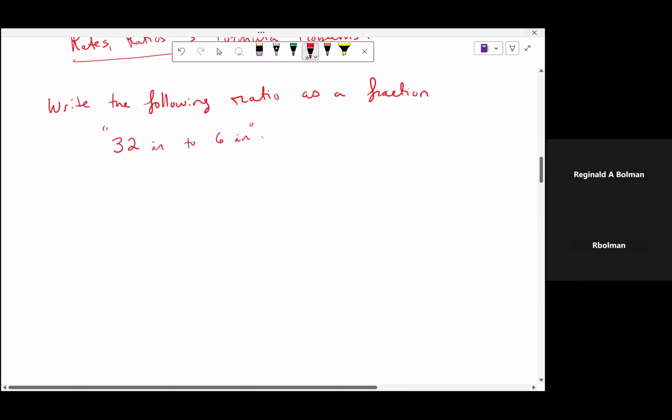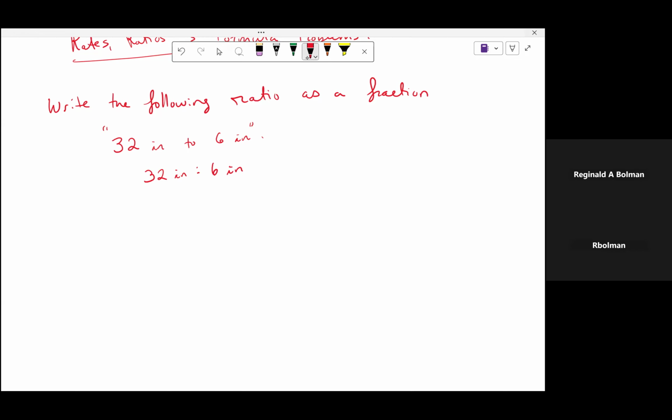Another way that you might be given a ratio style problem is, of course, using the ratio notation, which has a colon. So you may be given something like 32 inches, colon, 6 inches. And you're asked to interpret what fraction corresponds to the following ratio.